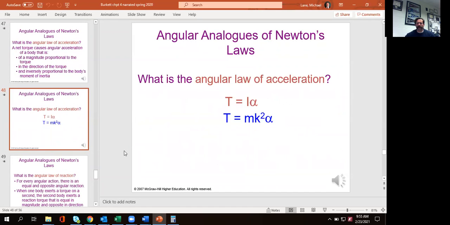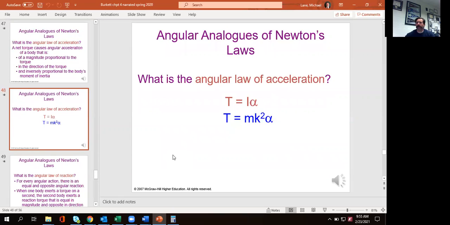So, torque is going to be equal to our inertia multiplied by that angular acceleration. So the torque we're applying equals our inertia multiplied by that acceleration. Or if you remember what our inertia stands for, it's going to be our mass times the radius squared, times our angular acceleration.